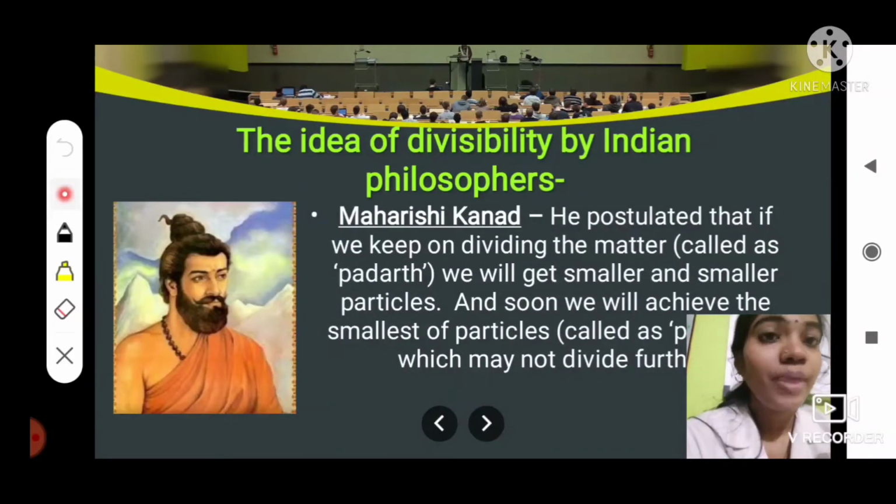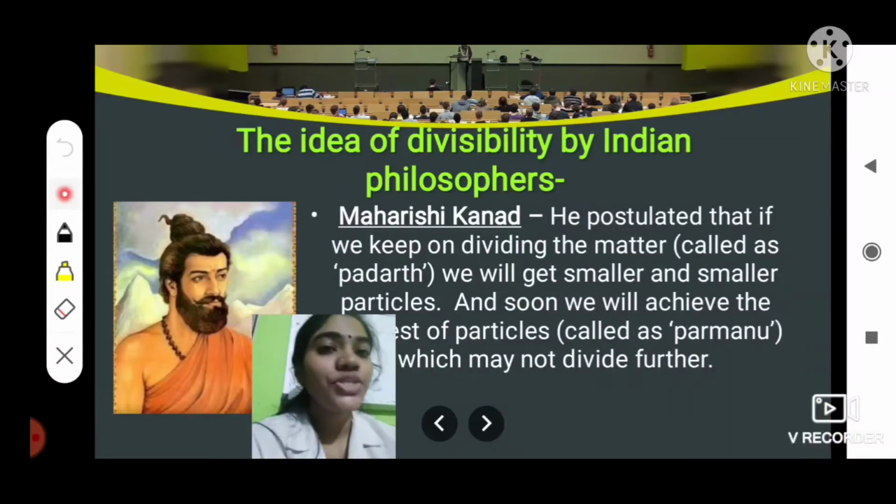For example, paper. It is made up of matter. If we crush it, it turns into fine powder. Is it possible to divide a single particle of the powder further? It is very difficult to divide that particle further. Based on this philosophy, Kanad was the first person who proposed that matter is made up of very small particles that are called paramanu.